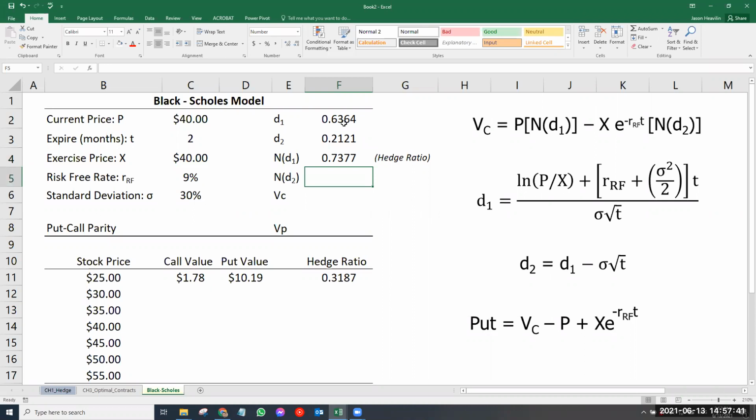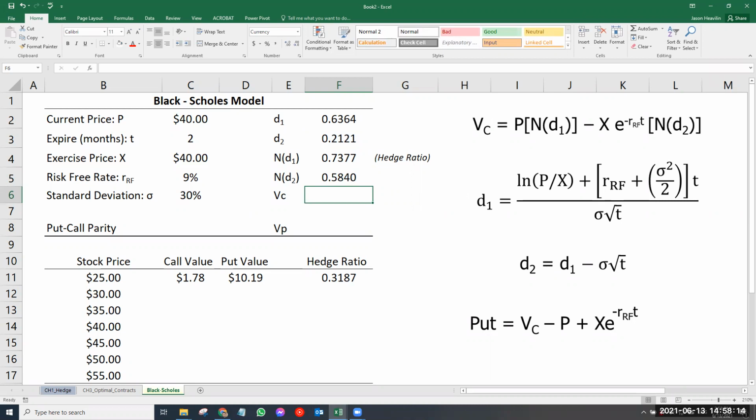Okay, so in D2, we're going to follow the same process. We're going to hit the normal distribution function. However, we are now using D2, but the rest is the same. We're going to put a 0, a 1, and we want a cumulative. And that gives you the ND2 portion of the formula.